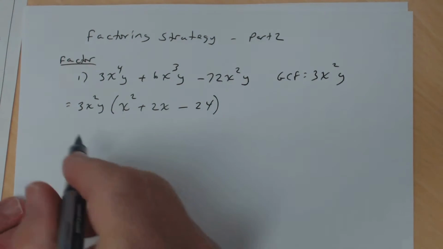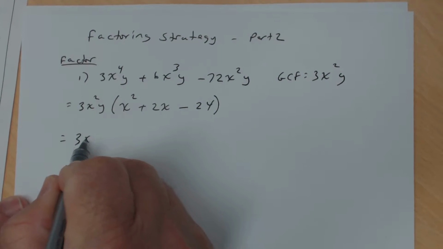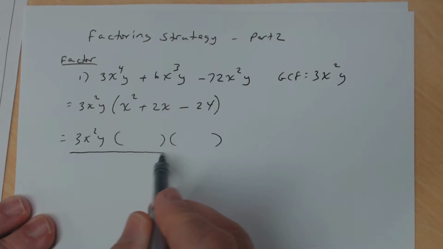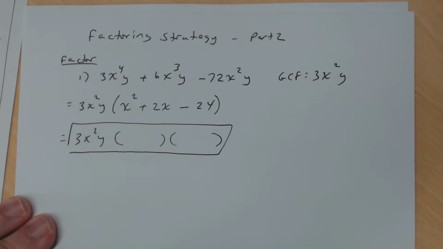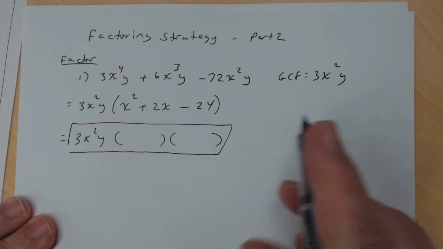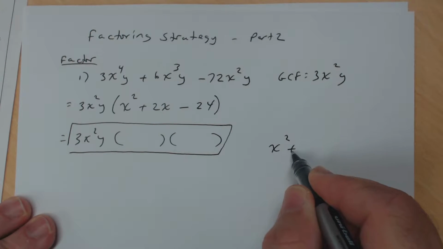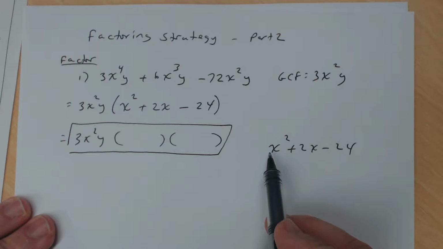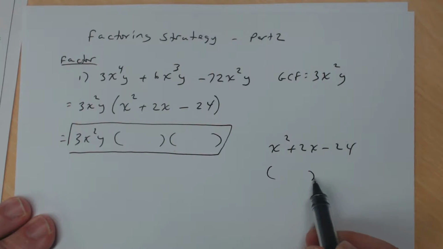So I'm going to go off to the side right here. So far I know I'm going to get 3x squared y times 2 binomials, and whatever that is, that will be your answer. So we have to figure out what this is though. So x squared plus 2x minus 24. The fact that the squared term is 1 is going to make this easy to factor.